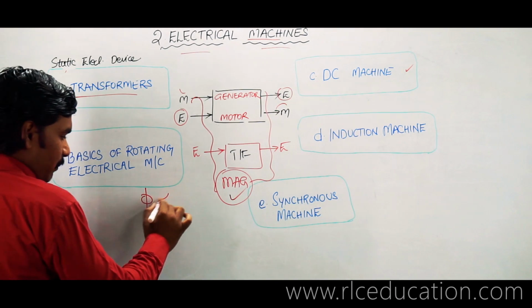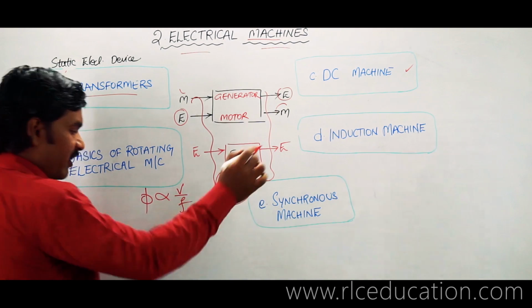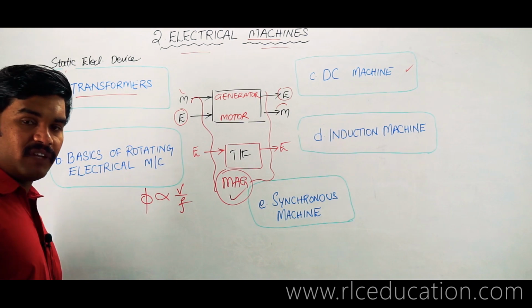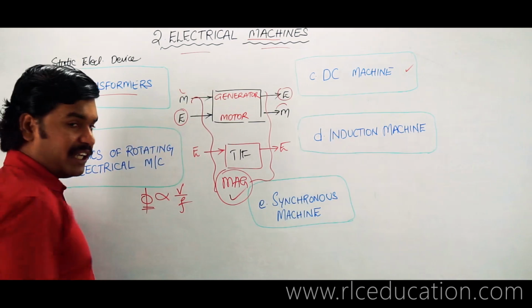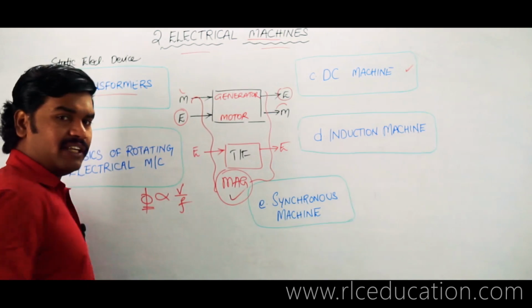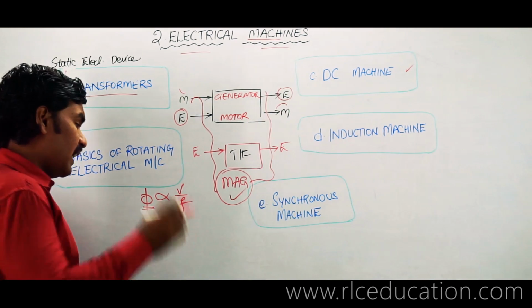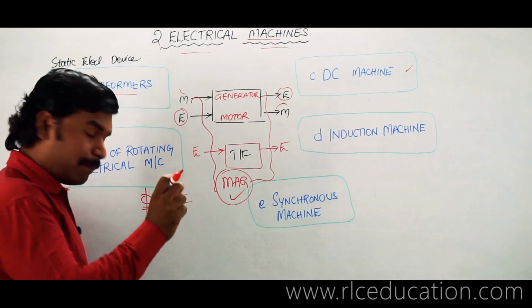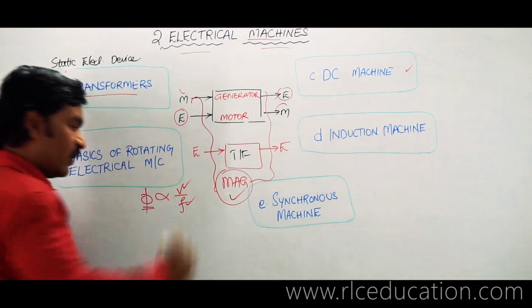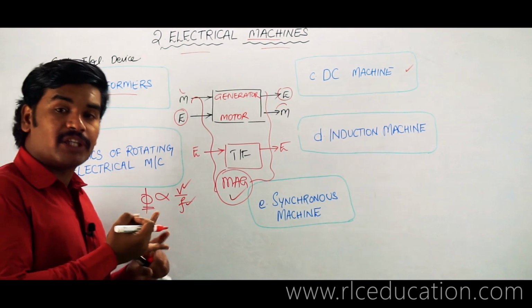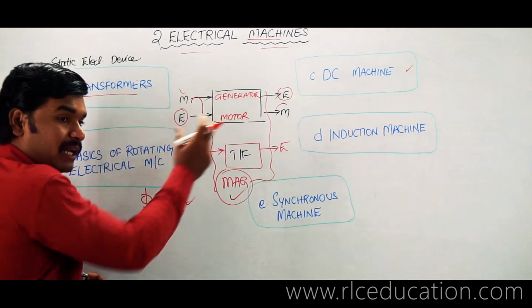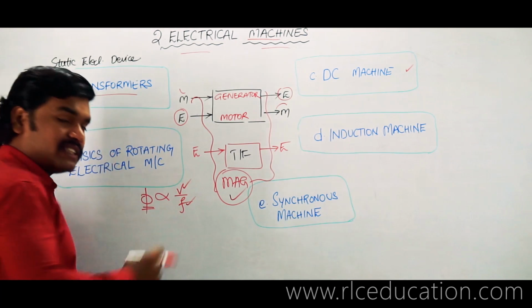Now the flux of the machine, you know, is proportional to the V by F ratio, applied voltage by applied frequency ratio. That means the operation of an electrical machine or an electrical device like a transformer is very much dependent on the system voltage and system frequency. The operation as well as the capacity of these devices is very sensitive to changes in voltage and frequency.